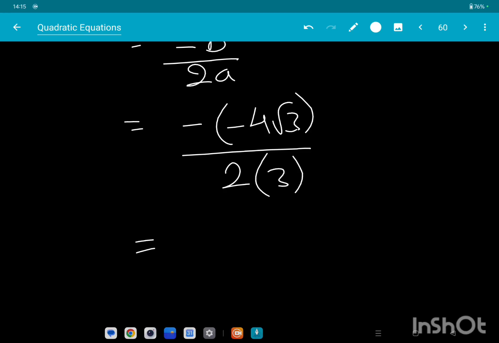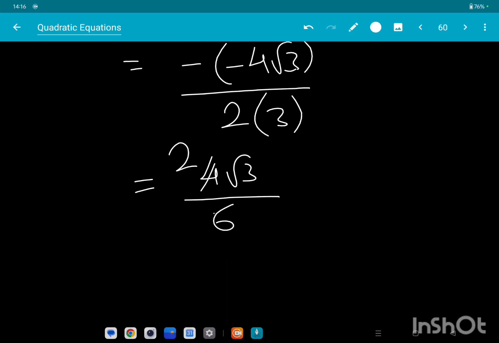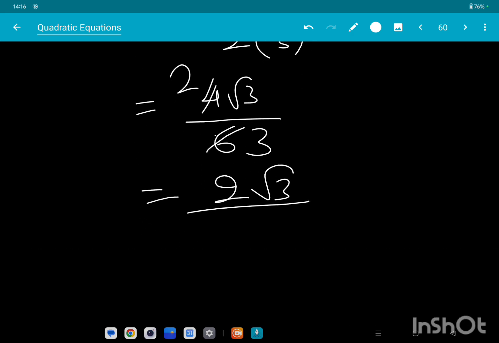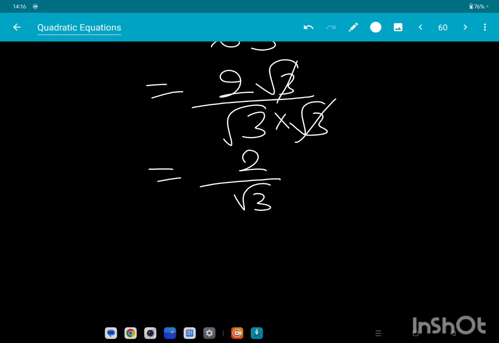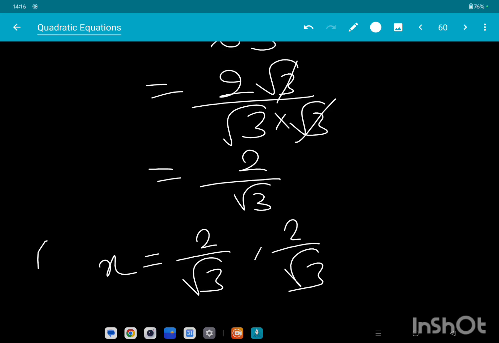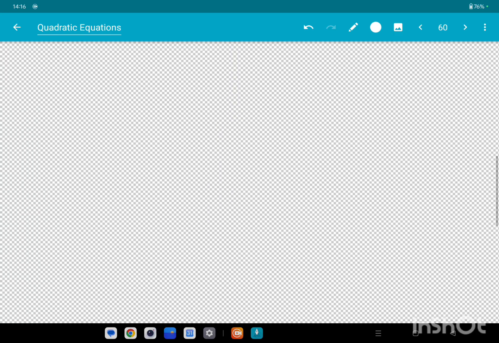Now we are going to solve. Minus into minus is plus. 4 root 3 divided by 2 3s are 6. 2 2s are 4, 2 3s are 6. So here the roots are 2 root 3 divided by 3. Can I write it as root 3 into root 3? Root 3 cancels, then we will get the final answer 2 by root 3. And we have equal roots, right? So we can write it as 2 by root 3, comma, 2 by root 3. These two are the roots of this quadratic equation.